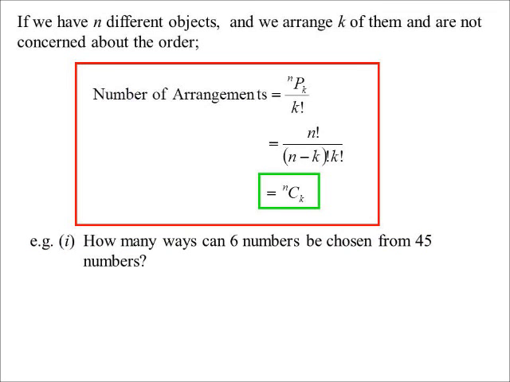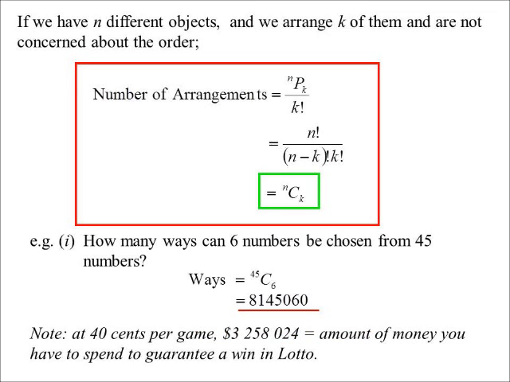Okay, 6 numbers chosen from 45. How many ways can we win? That's regular lotto. 45C6 different ways. That's a lot of possibilities. 8,145,060 different possibilities of selecting 6 numbers from 45. Incidentally, if you were playing lotto, it's 40 cents a game. So if you were to cover every possibility, it'd cost you 3,258,024. So you'd be guaranteed to win, but it'd cost you a bit of money to do it. Depends what the jackpot is, I suppose.